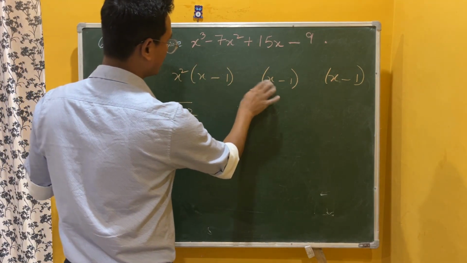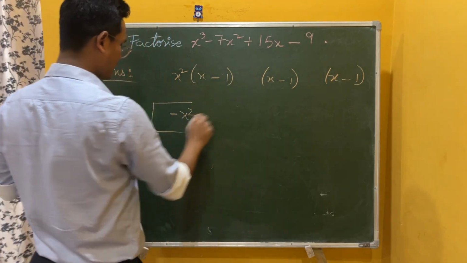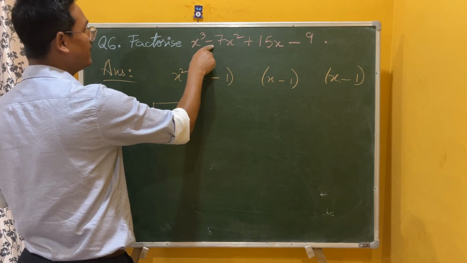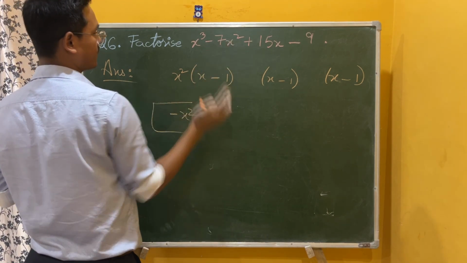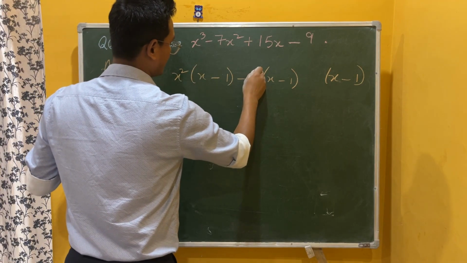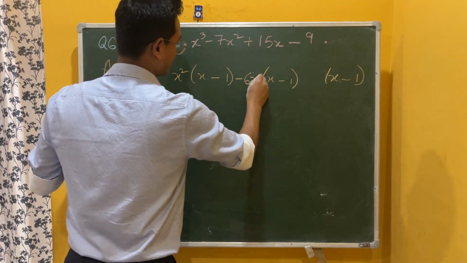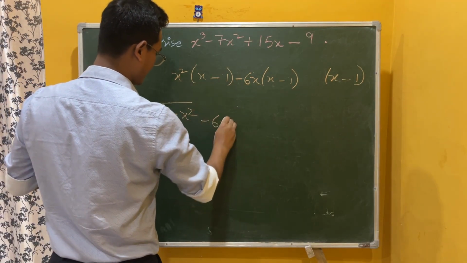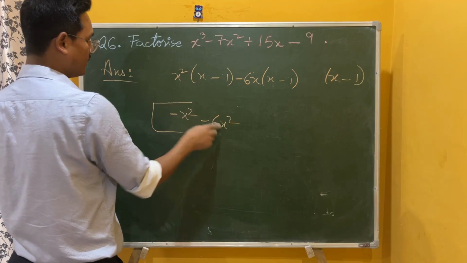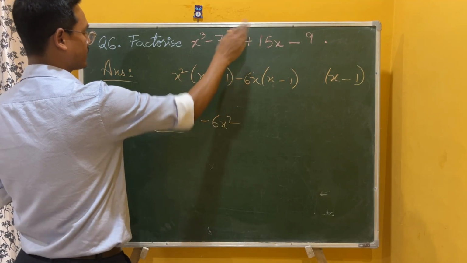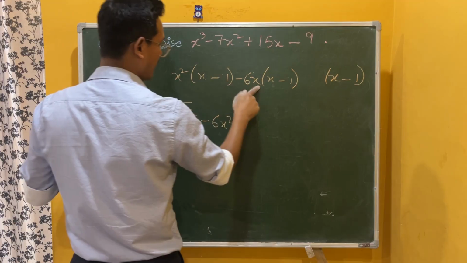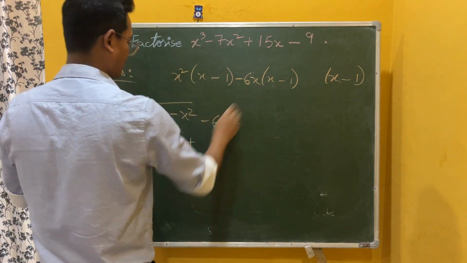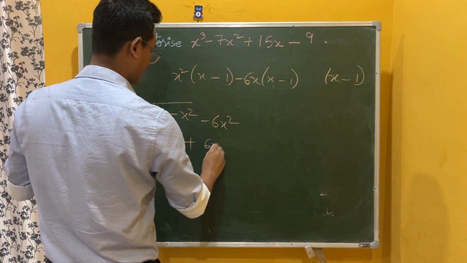I'll have to multiply something with this x, and the answer, in addition or subtraction with this x square minus x square, should be minus 7x square. So it is minus 6x. So minus 6x into x is minus 6x square. If you add these two, you will get minus 7x square. But this will also multiply minus 1, minus minus plus. So this is going to be 6x.